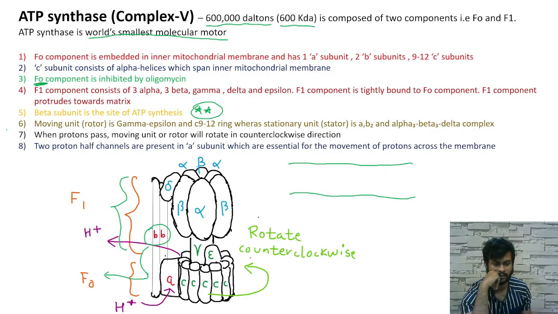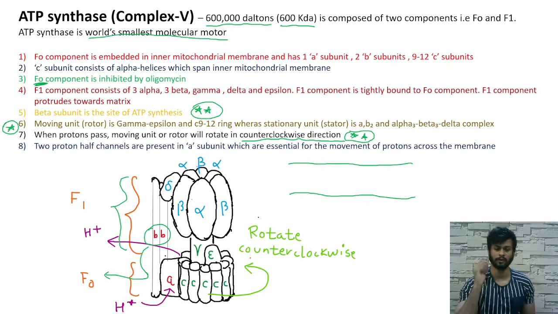The moving unit, the rotor, this is important, is gamma, epsilon and the C9 to 12 subunit ring, whereas the stationary unit, the stator, is the A subunit, 2 B subunits, 3 subunits of alpha, 3 subunits of beta and the delta complex. When protons pass, the moving unit or rotor will rotate in counterclockwise direction. A question isn't asked till now from here, so it can be asked in which direction it will rotate, counterclockwise or clockwise. So you need to remember this point also.